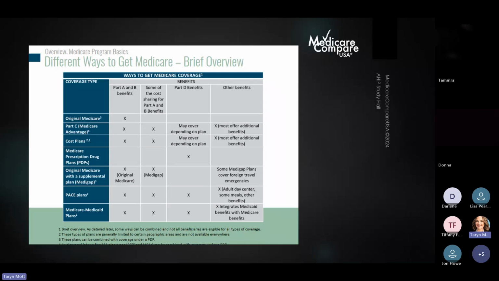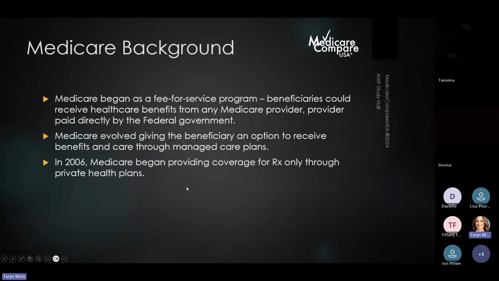So, different ways to get Medicare, brief overview. This just goes over the different parts of how you can get it for those who don't know. And again, I can send this to you. This is snipped right out of the AHIP program. These types of plans are generally limited to certain geographical areas and not available everywhere. These plans can combine with coverage under a PDP, if I can slow down my talking. So this just lets you know the different things. You'll get that in your email.